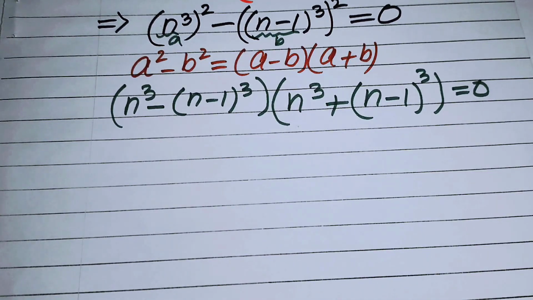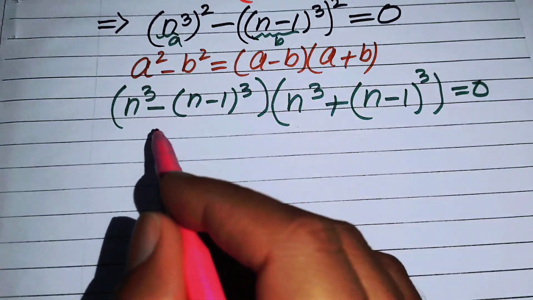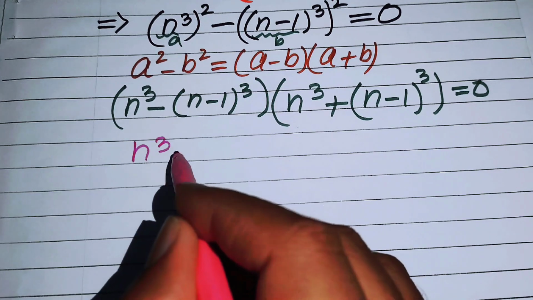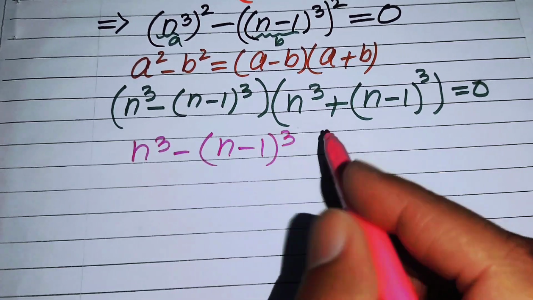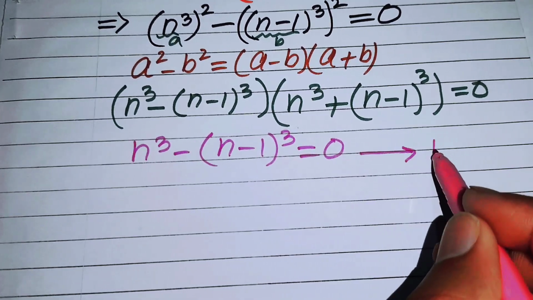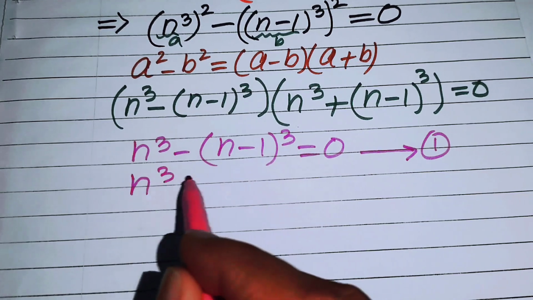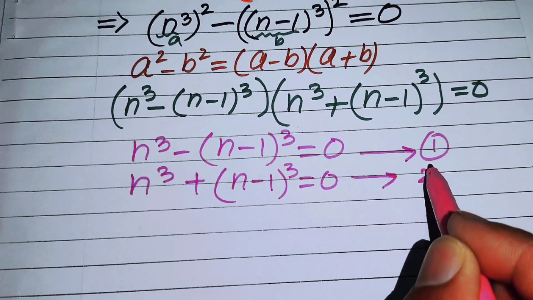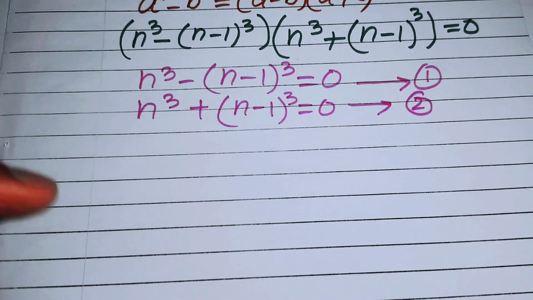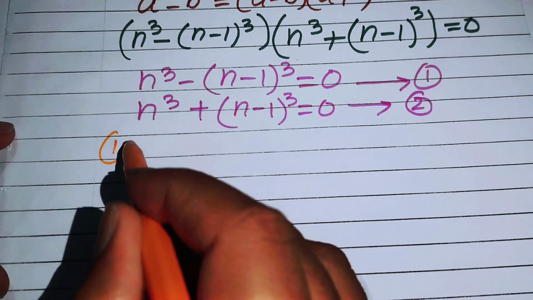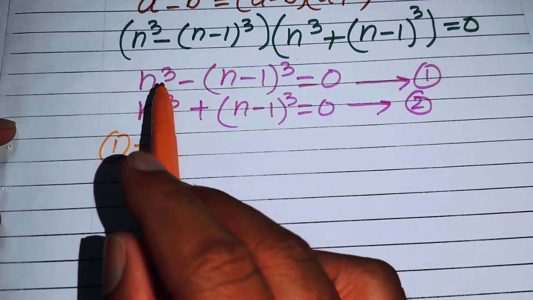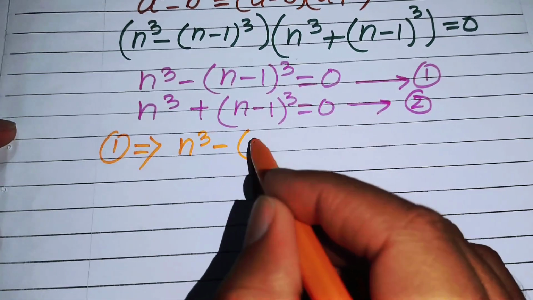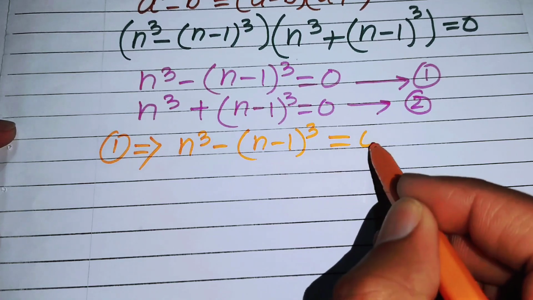So here we have these two cases, and now we can solve these two cases one by one. First we write these two factors as n cubed minus (n minus 1) cubed equals 0. I will name this as equation number 1, and similarly the other factor is n cubed plus (n minus 1) cubed equals 0, and we will name this as equation number 2. So now we will solve these two equations, and first we solve equation number 1, which is n cubed minus (n minus 1) cubed equals 0.